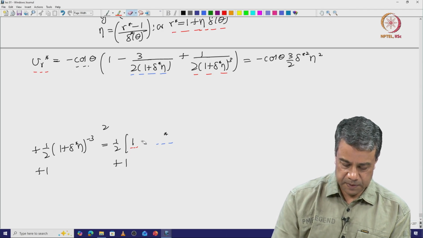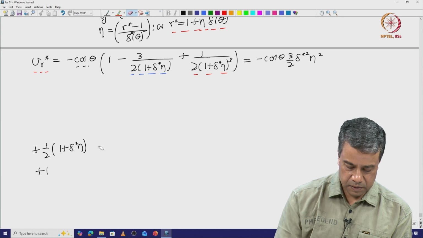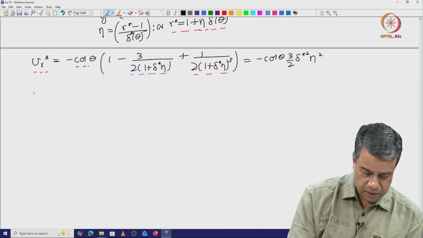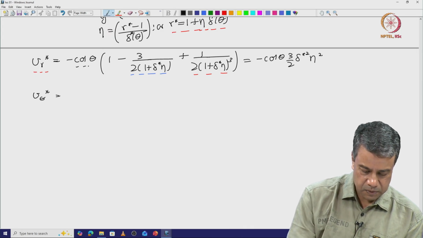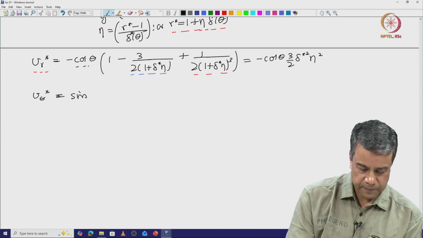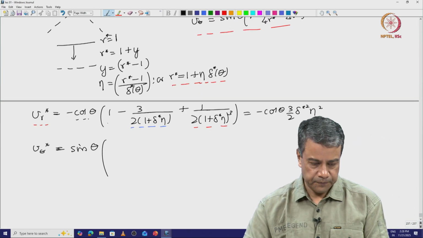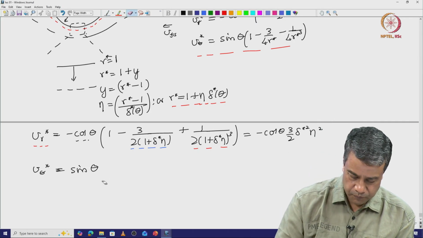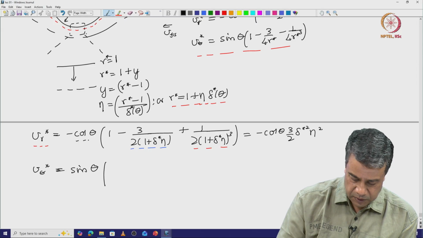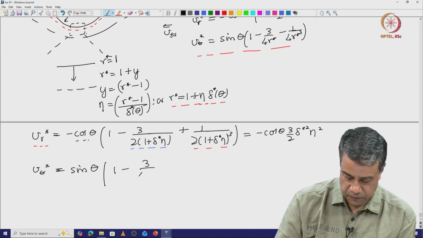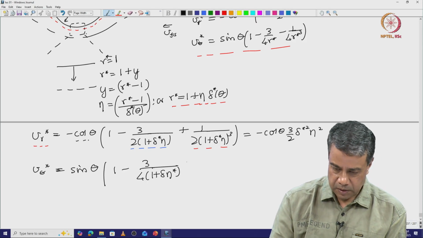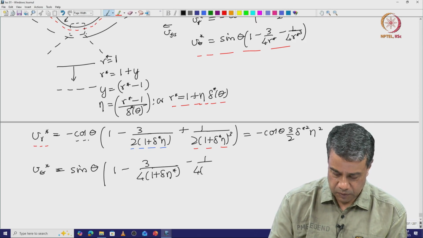And now we need an expression for V theta. V theta star is equal to sin theta into 1 minus 3 by 4 into 1 plus delta eta, minus 1 by 4 into 1 plus delta eta the whole cubed.